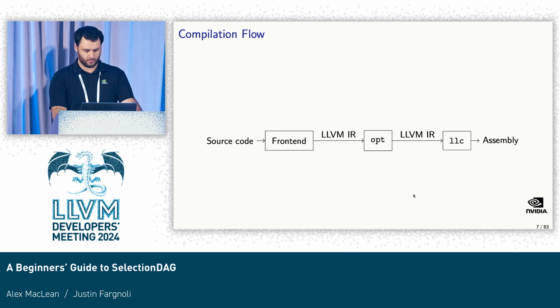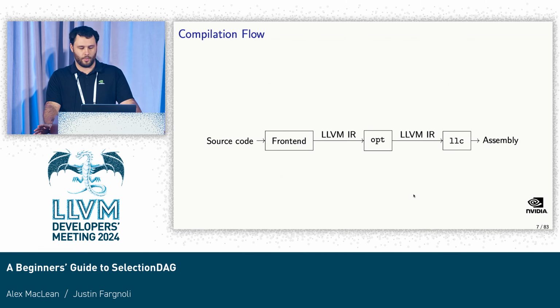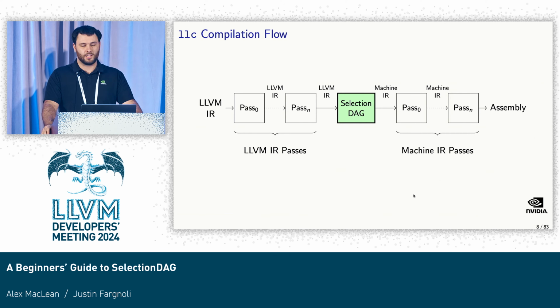So with that, where does SelectionDAG fit into our compilation flow? Here's our standard compilation flow diagram. Our front end parses the source code, generates LLVM IR, optimizes it, and LLC spits out assembly. SelectionDAG lives within LLC. In particular, it's between the LLVM IR passes and machine IR passes.